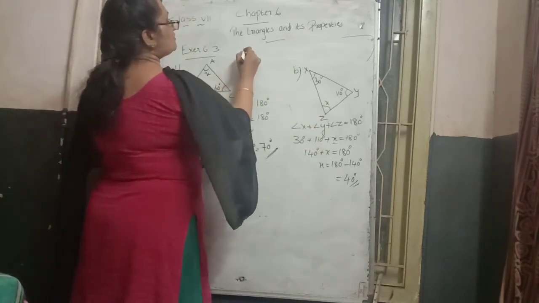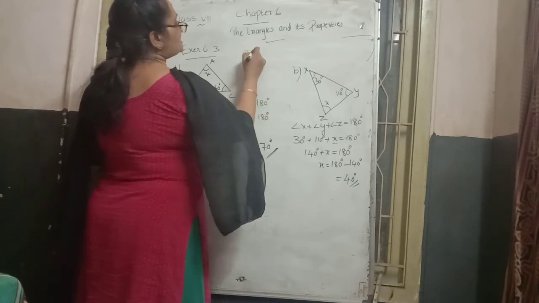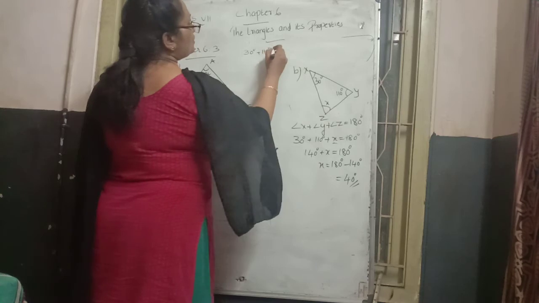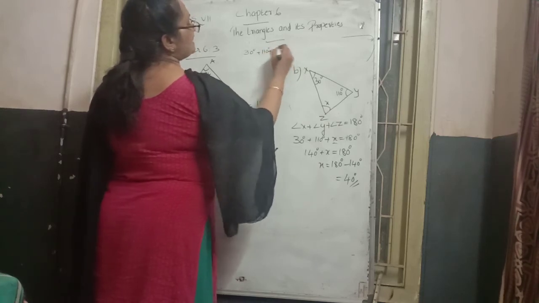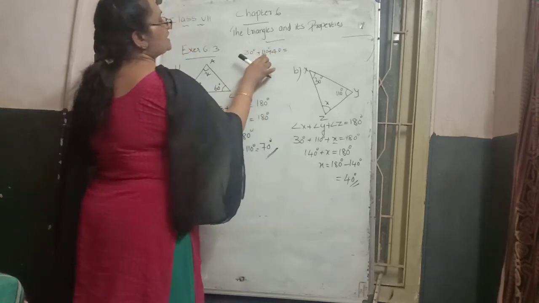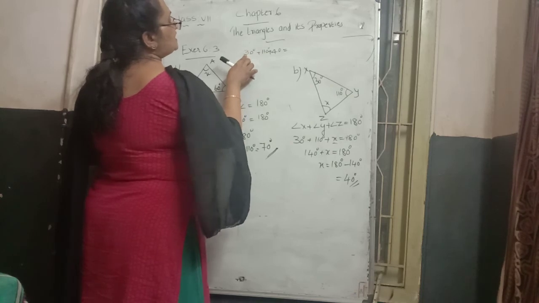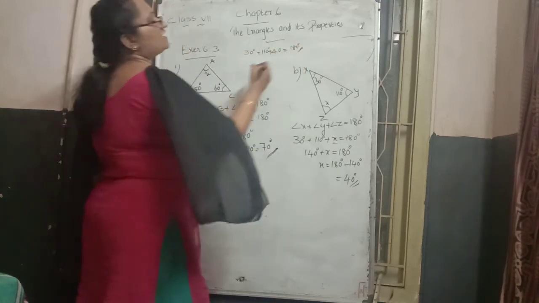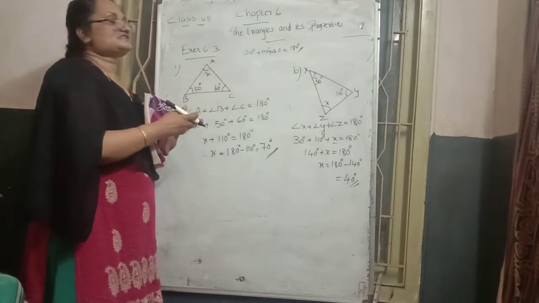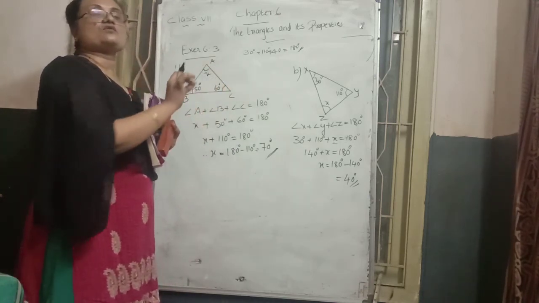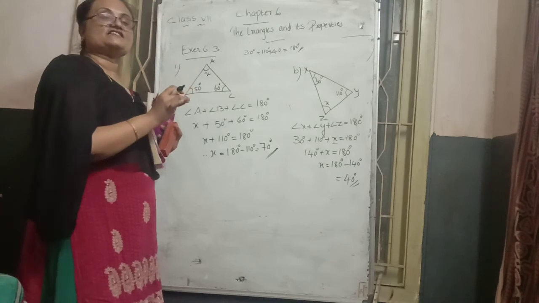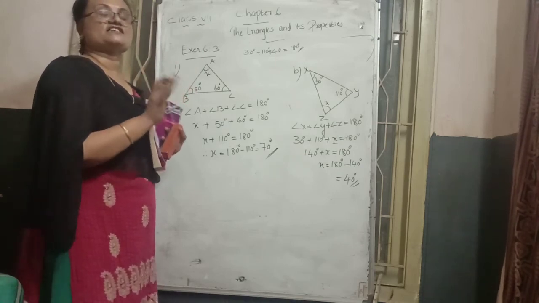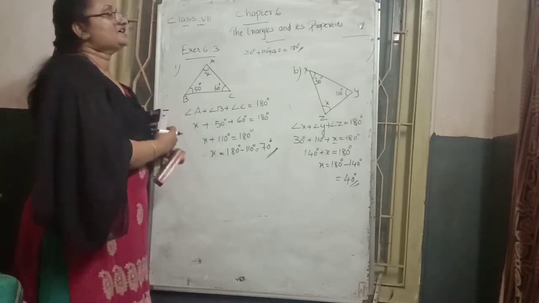Is it right or wrong? Once we can check. X value is 30, Y value is 110, and Z value we got now as 40 degrees. Is it adding up to 180 or not? 110 plus 30 comes to 140, 140 plus 40 becomes how many degrees? 180. Yes, our answer is right only. Always all these three angles added, we always get how many degrees? 180 degrees. That is the meaning of this question.